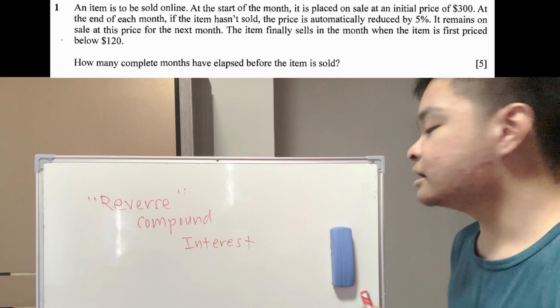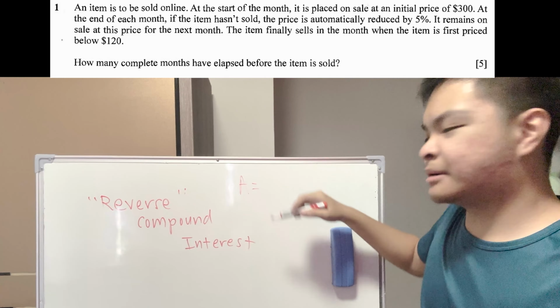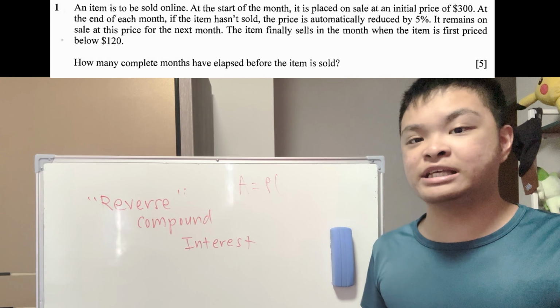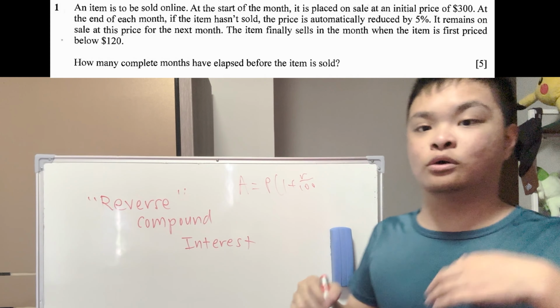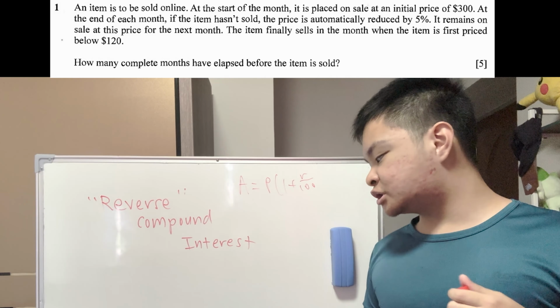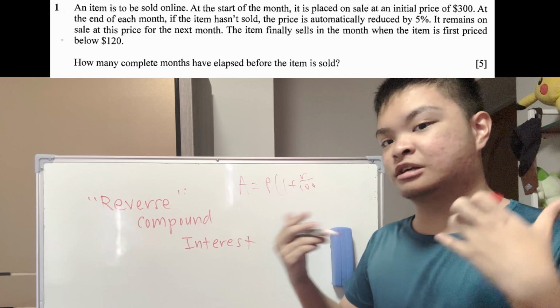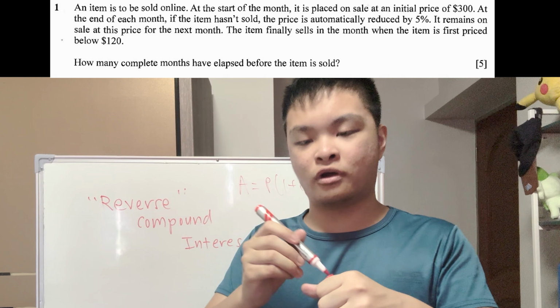So if you don't know already, the formula for compound interest is A equals P times (1 plus R over 100) to the power of n, where P is your principal amount and R is your rate, meaning how much, based on your principal amount, is going to be deposited. Let me break this down right now.